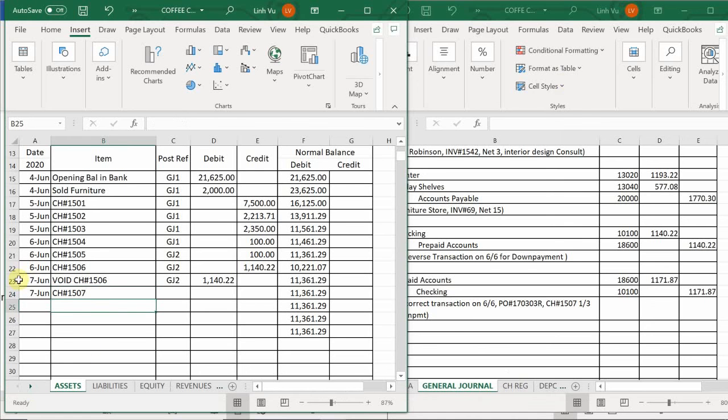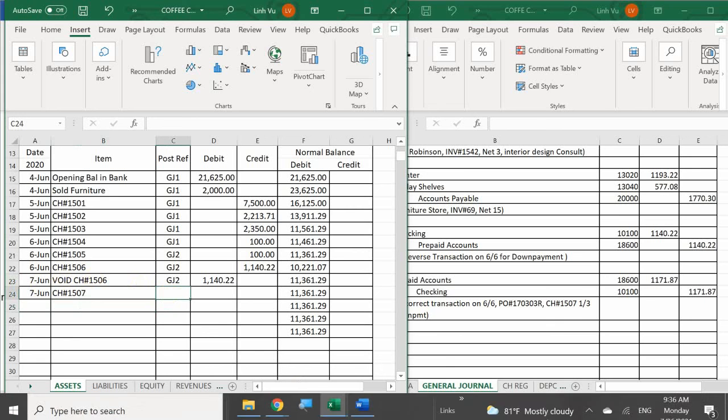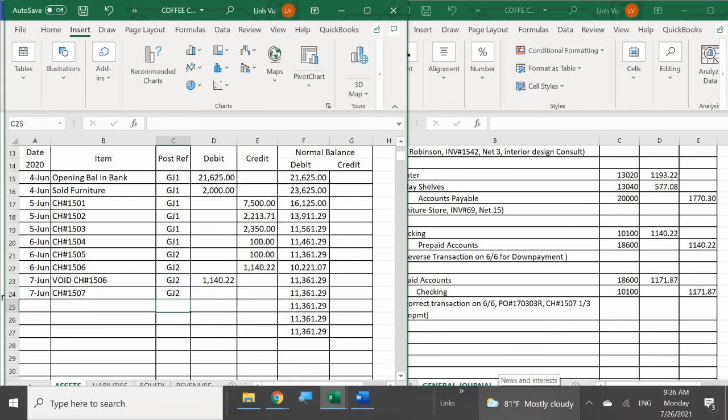Last but not least, we have to go all the way up to the very top because we now have to reflect that in our checking account, where we need to subtract this money out. So once again, it is June 7. This time, I just write in that I issued check number 1507. It's general journal number 2. And this time, we're crediting our account because we wrote another check out, for 1171.87, which means my bank account balance is now $10,189.42.